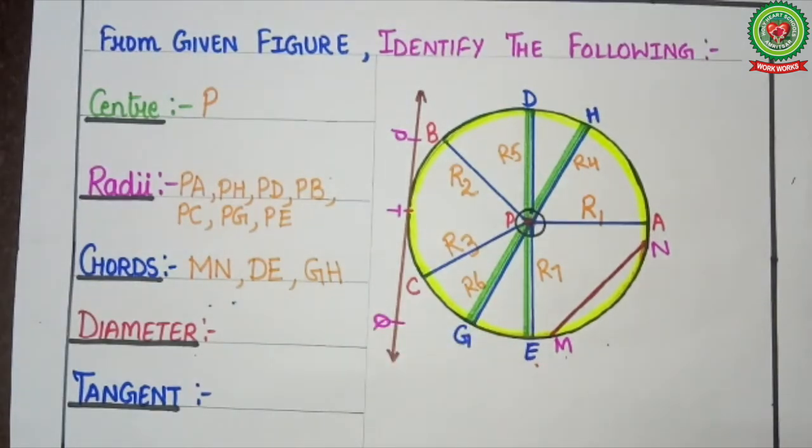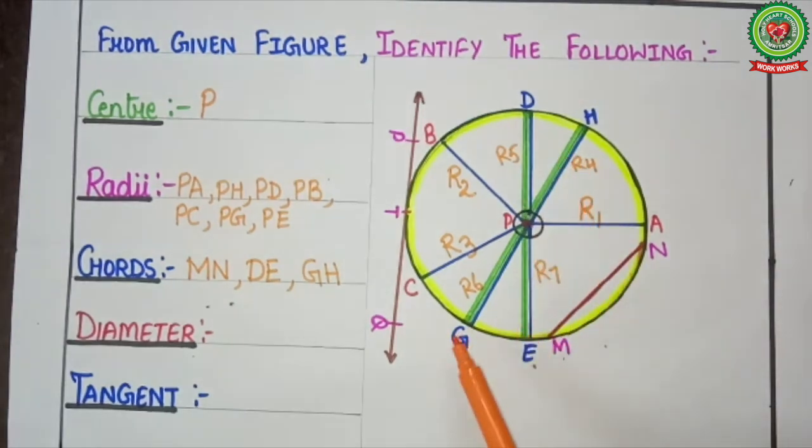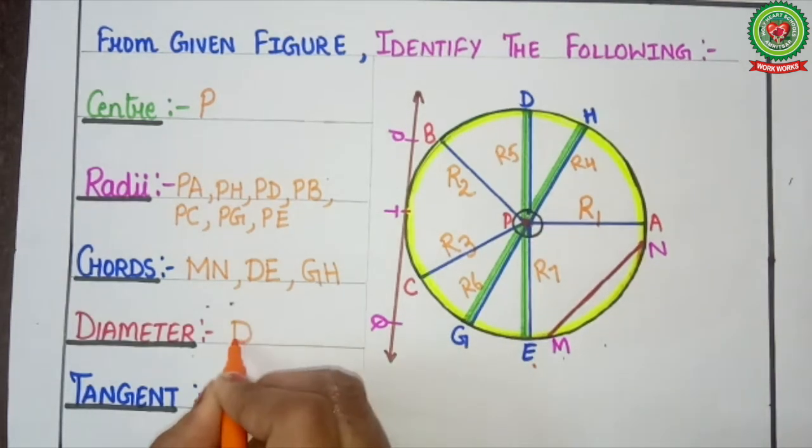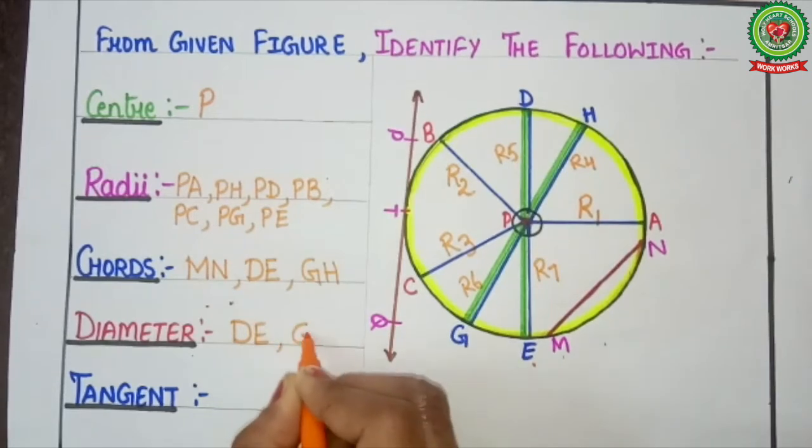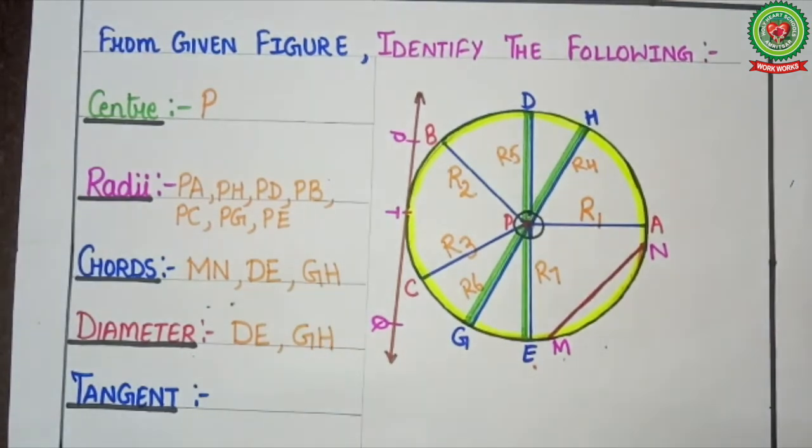But here you can ask one question, that DE and GH, these two lines are passing through the center. Therefore, these are known as diameters. Right. Here DE and GH, these are diameters. But as I have told you that longest chord of the circle is known as diameter.